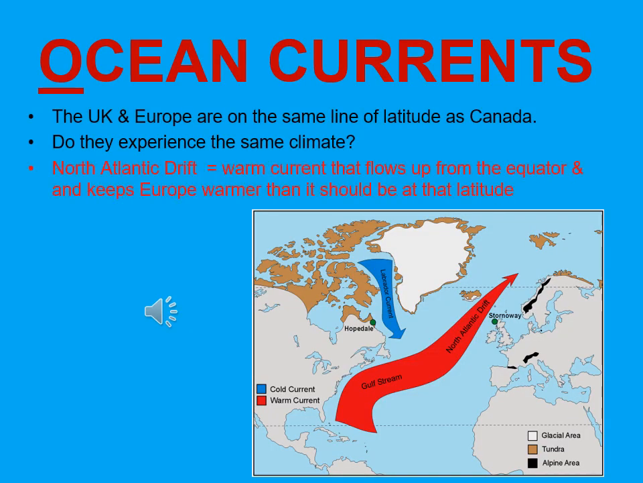O is for ocean currents. So even though the United Kingdom and most of Europe are on the same line of latitude as Canada, they don't necessarily experience the same climate. If you notice in this graphic right here, the Gulf Stream, which later on turns into the Mid-Atlantic Drift, is a warm current, and what it does is flow up from the equator and keep Europe warmer than it should be at that latitude.